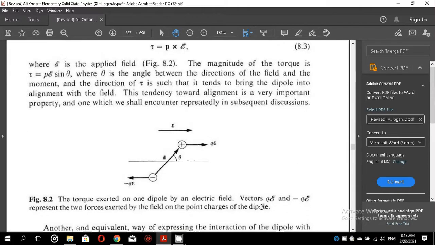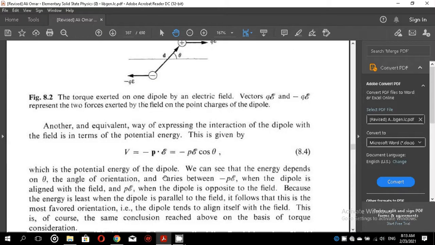This tendency towards alignment is a very important property, and one which we shall encounter repeatedly in subsequent discussions. So here is diagram 8.2. Here is this dipole, and the electric field is applied in this direction, and this electric field exerts a force qE on the positive charge and minus qE on the negative charge, and obviously due to these two parallel and opposite forces at two ends, the dipole will rotate, and the torque is given by expression 8.3.